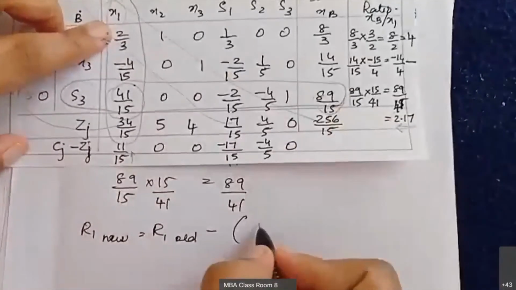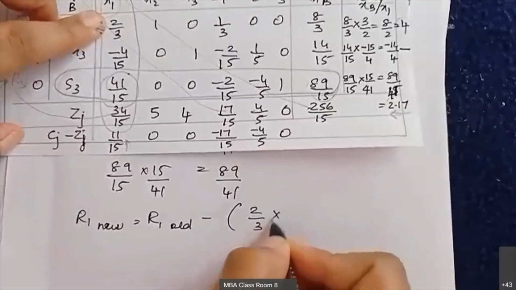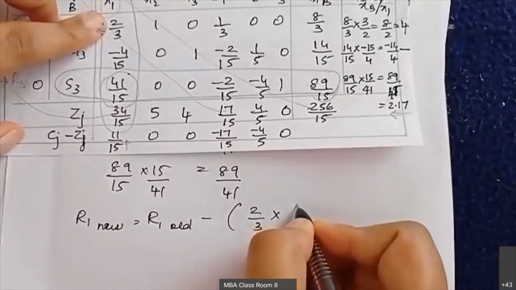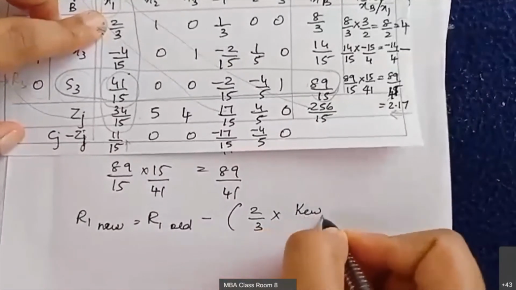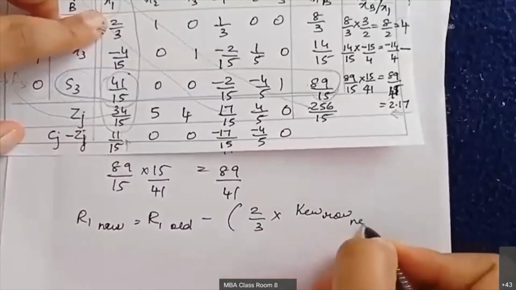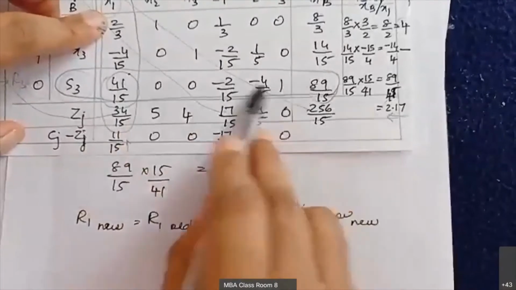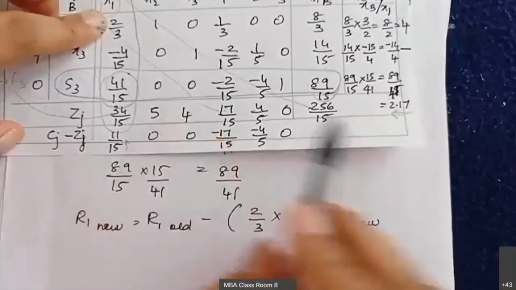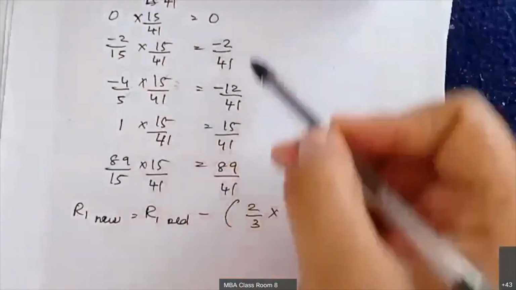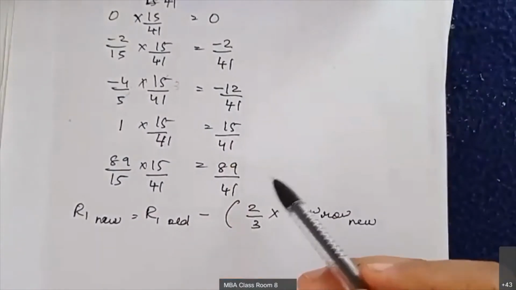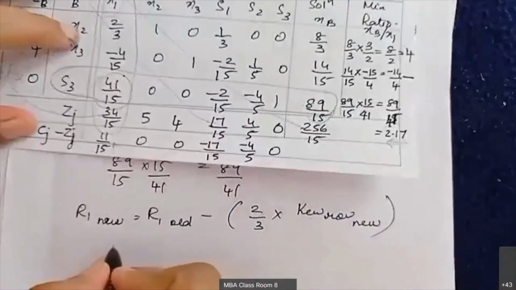So it is multiplied by 2 by 3 into the key element row, the key row which is the new one. Always remember this is the new one. Don't take the key row from the old table. This is the old table. We have to take the new values which we just now found. These values are the key row's new values. Now R1 old.